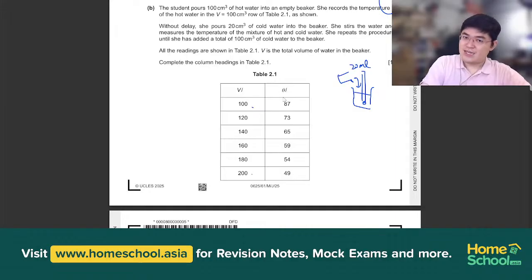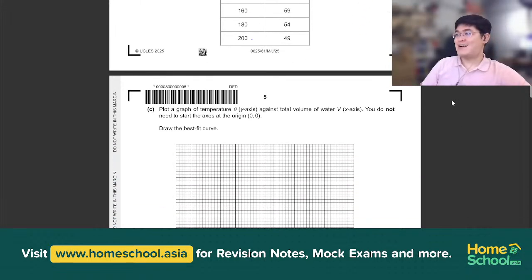And theta over here starts at 87 and you see it gradually going downwards. So of course, the more cold water you add to the hot water, the cooler it gets. It gets cooler and cooler and cooler as you add more cold water into the system.